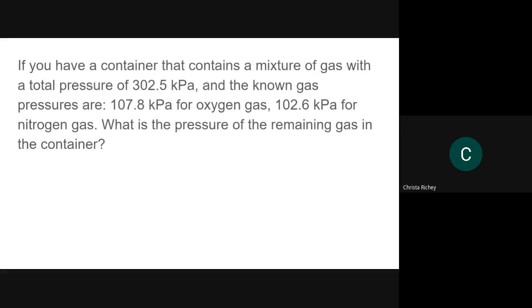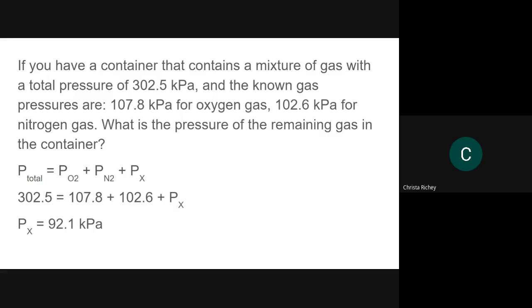We have a gas law. This is Dalton's law of partial pressures, where the total pressure of a gas, you add up the individual partial pressures. That's it. If you know the total and all but one of the partials, then you're going to add the partials and subtract that from your total. In this case, I know my total pressure is 302.5 kilopascals. I know two individual pressures of the three. What I do not know is mystery gas X, whatever that is, the remaining air in said system. So you would add these and subtract them from 302.5. And it should be 92.1 kilopascals.